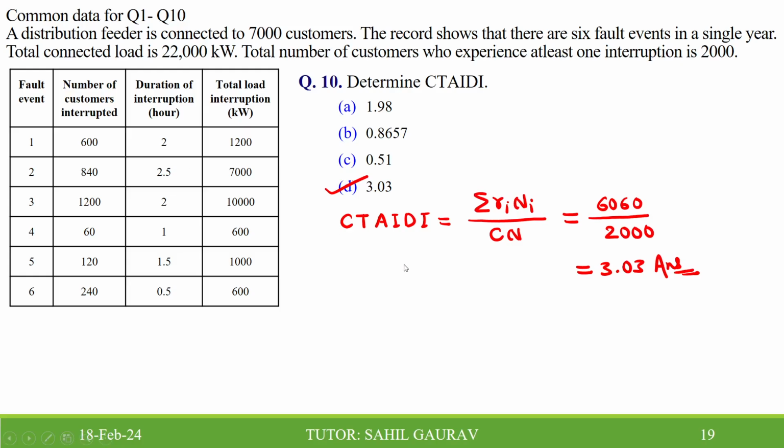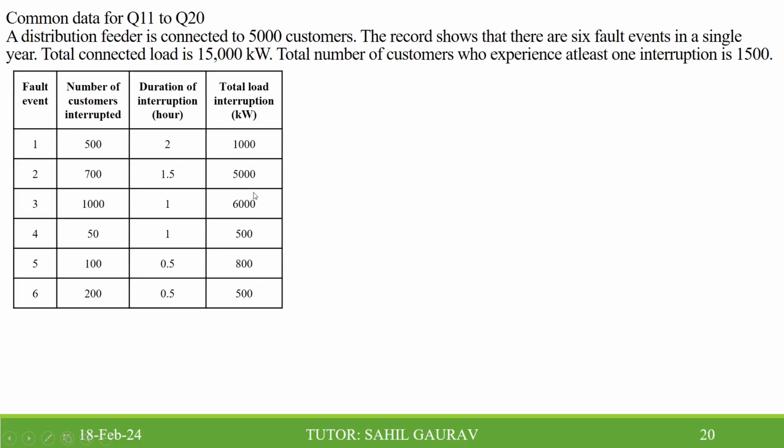Now this is the common data for questions 1 to 10. The same type of problem is repeated for questions 11 to 20. So we will quickly solve it in about 10 to 15 minutes, and then we will end the session. It is just for revision. The total number of customers connected, they have provided the NT value, and the total connected load they have provided as the LT value, and then we are given the CN value, customers who experienced at least one interruption.